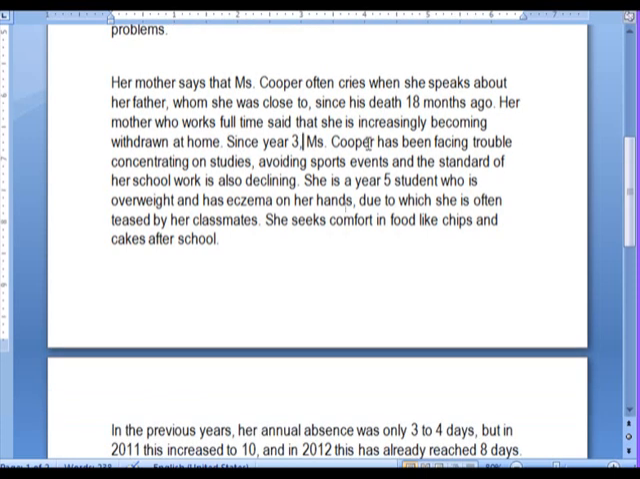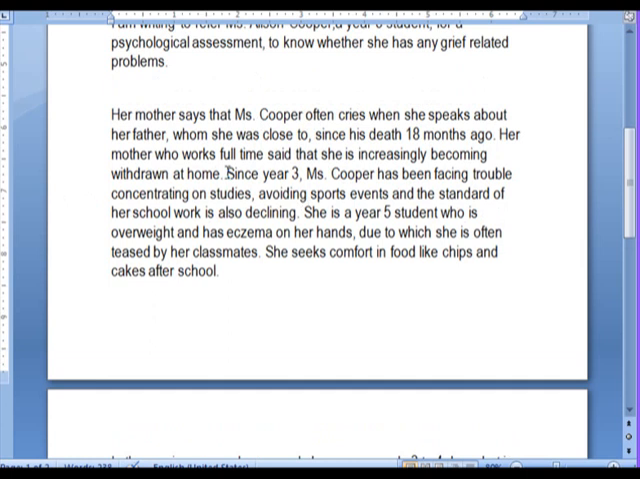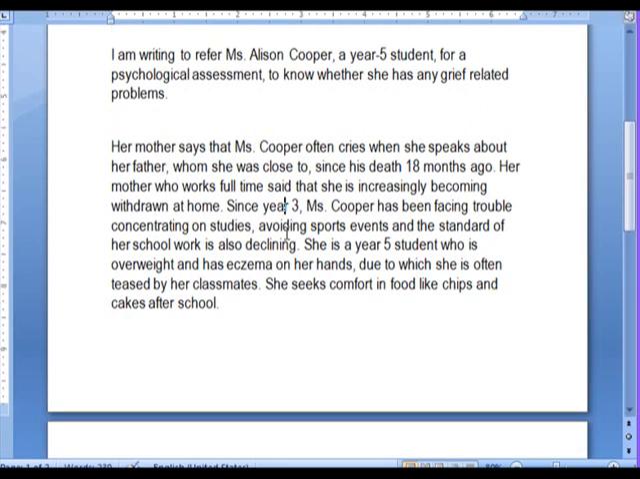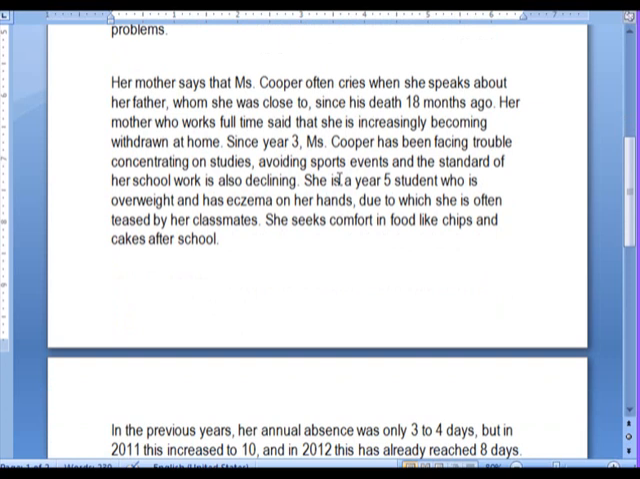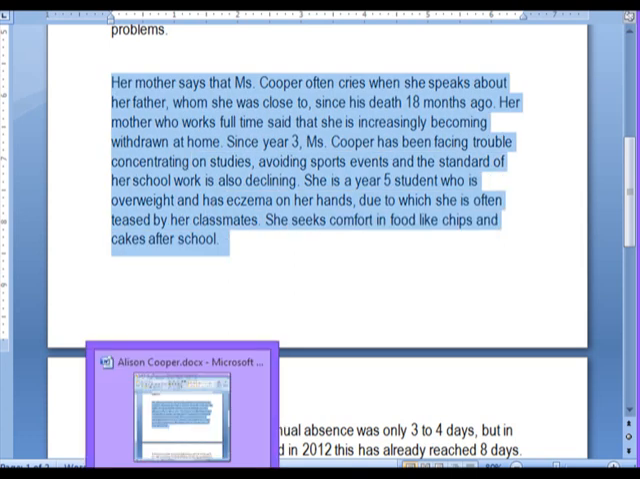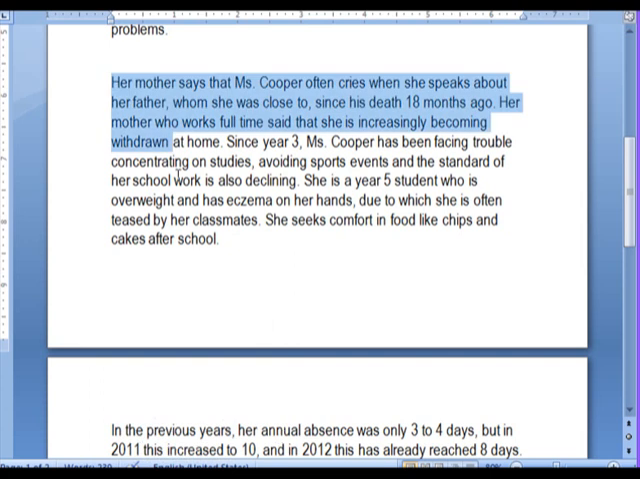Since year 3, Miss Cooper has been facing trouble in concentrating on studies, avoiding sports events, and the standard of her schoolwork is also declining. Now, because I have mentioned year 3 here, that is the reason why I mentioned year 5 student here, which means since the past 2 years, she is facing this problem. She is a year 5 student who is overweight and has eczema on her hands, due to which she is often teased by her classmates. She seeks comfort in food like chips and cakes after school. So different points from different places in the case notes, and this is the complete social history.